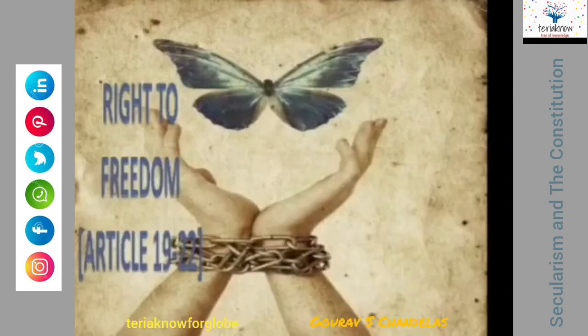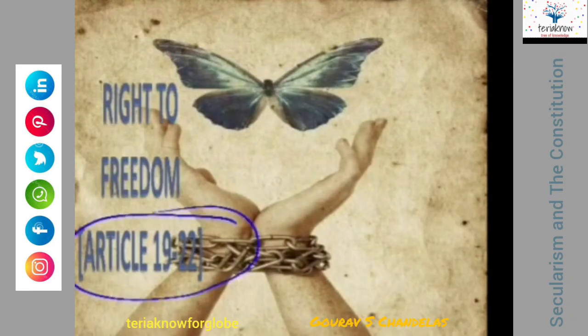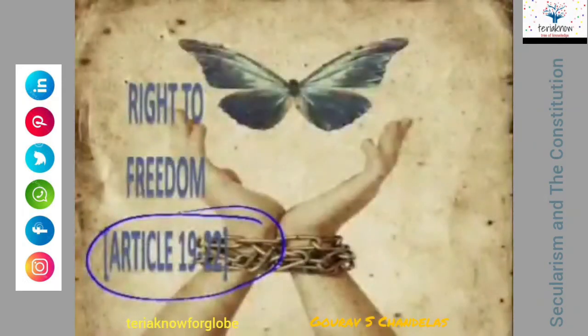Then come to the next, right to freedom. It comes under Articles 19 to 22. First of all, what is freedom? Why is it important? As we know, each and every creature on this universe wants to be free. They never think about interruption in their life process, in their lifestyle, in their habitat. So we cannot encroach on them. We cannot make any kind of disturbance for them. Understood? We cannot make any disturbance.